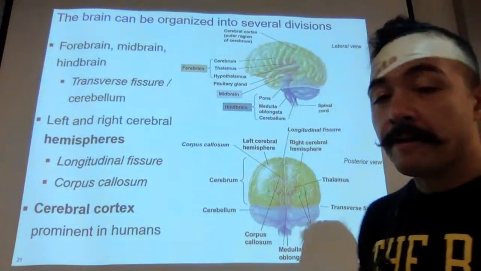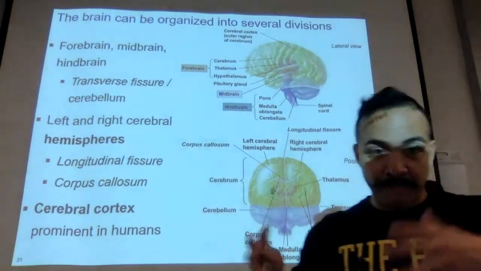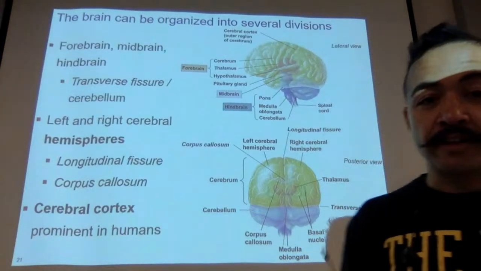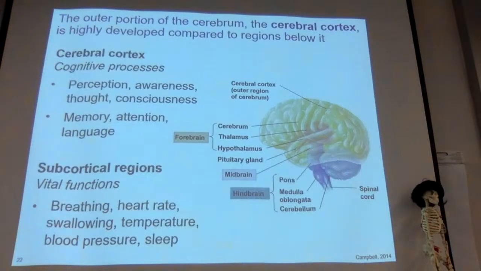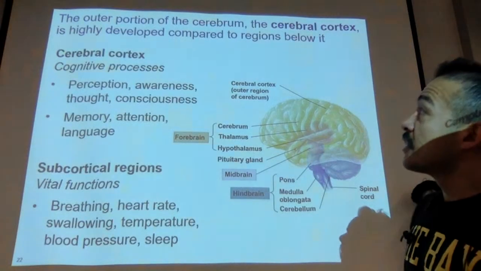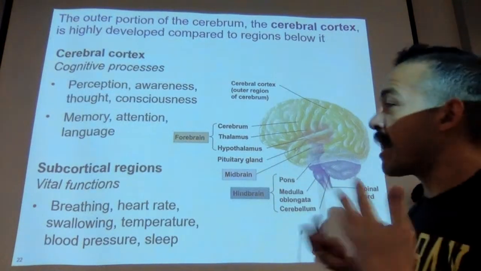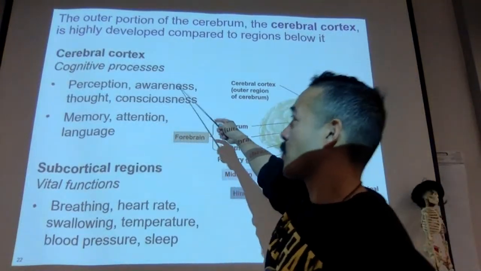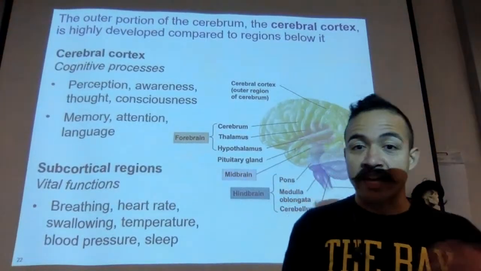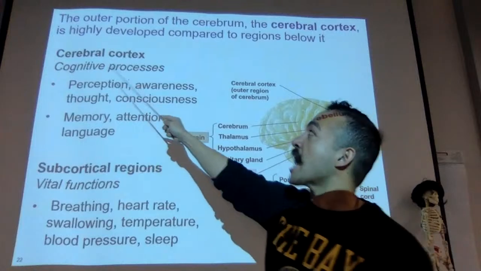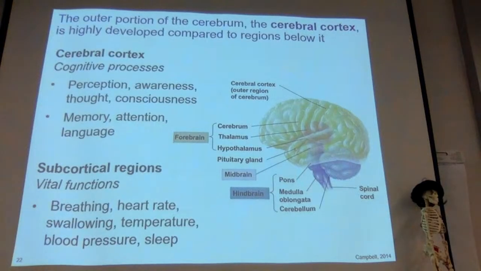That's cerebral cortex. What our brain can do in the cerebral cortex versus what it can do below it, deep to it, the subcortex, are very different. So let's take a look at the differences between cerebral cortex and subcortex. Very broadly, cerebral cortex is very important for higher order things. Like if we want to think about something, be aware of something, be conscious of something, remember something, pay attention to something, speak, understand language, we're using our cerebral cortex, cognitive processes, very high order, highly intelligent things. That's the cerebral cortex.